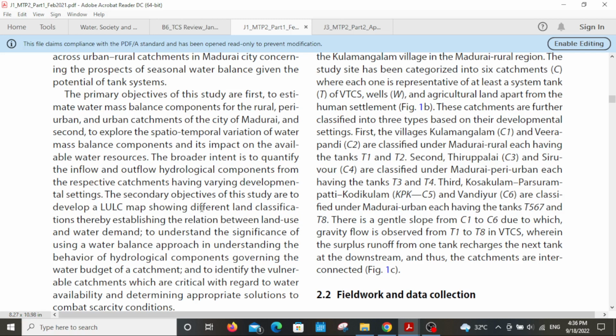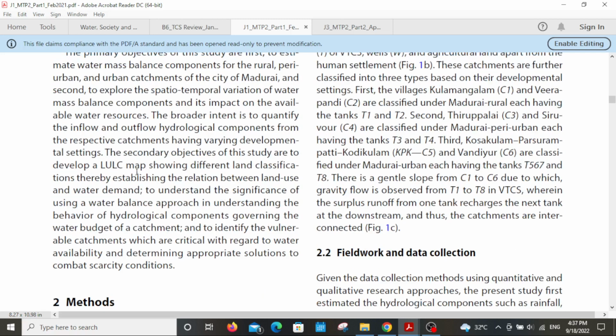The secondary objectives of this study are to develop our land use, land cover map showing different land classifications, thereby establishing the relation between land use and water demand; to understand the significance of using a water balance approach and the behavior of hydrological components, covering the water budget of the catchment; and to identify the vulnerable catchments which are critical with regard to water availability and determine appropriate solutions to combat scarcity conditions. So these are the primary and secondary objectives of this manuscript, which is in high coherence with what we studied in the first 3 weeks.